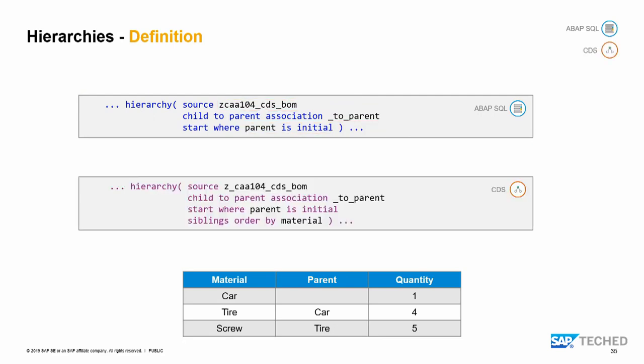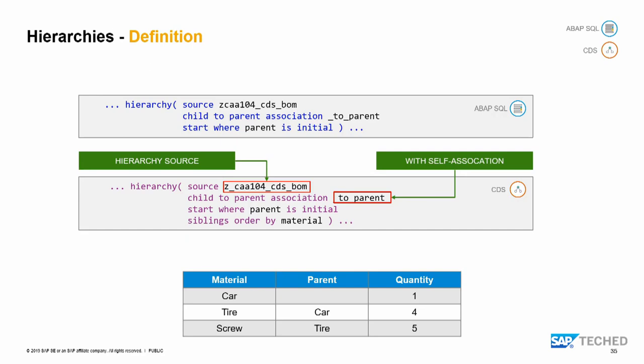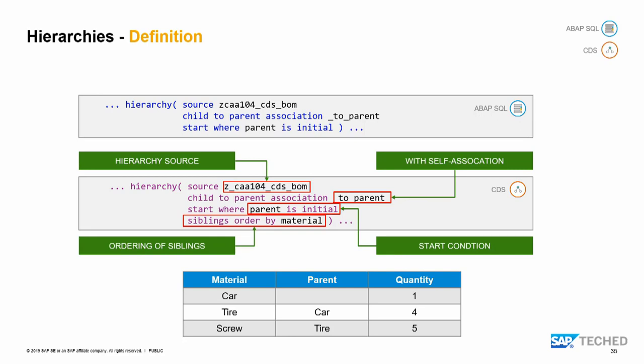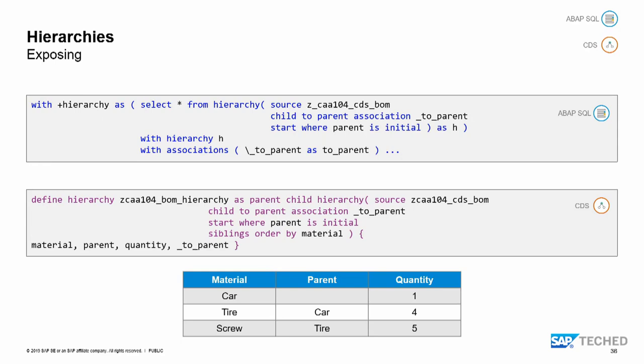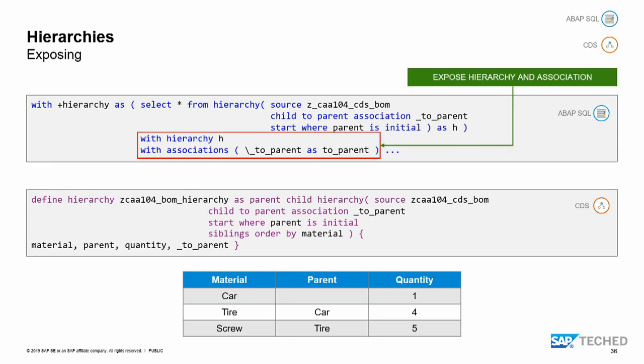That's good. Taking the same definition again to the CDS world, we will have a totally similar statement, but this definition will belong to this data dictionary object, the CDS itself. So here we have the source, we have the association that defines the rule, and we have the starting point. Here we also have the addition of how I would like to sort the siblings that belong to this tree that will be generated. This statement is available in both ABAP SQL and CDS.